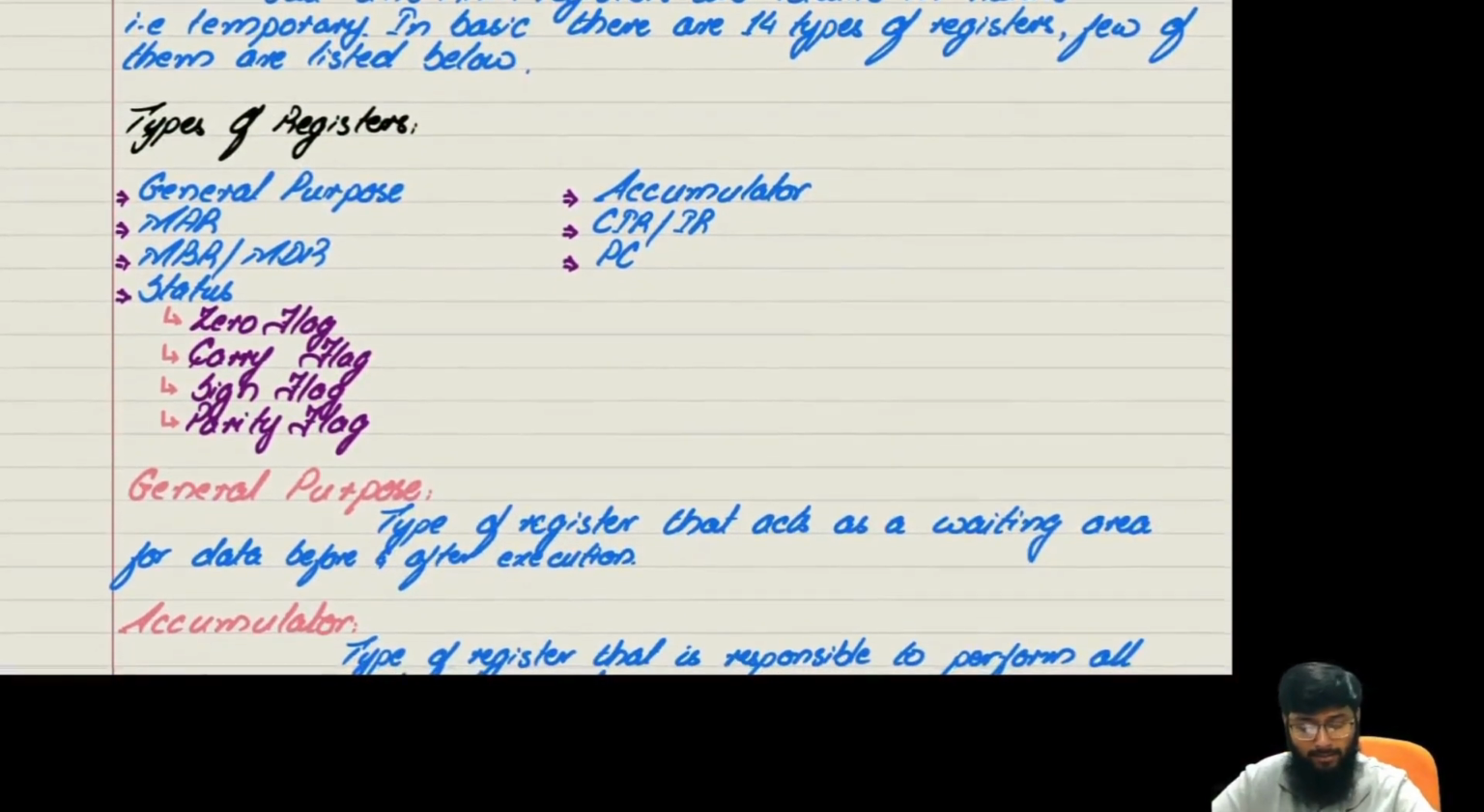Now when it comes to the types of registers, we do have multiple types. We do have a general purpose register, an accumulator register, MAR, MDR, CIR, input output registers, and the status register. You may see that status is further divided into the zero flag, carry flag, sign flag, and the parity flag.